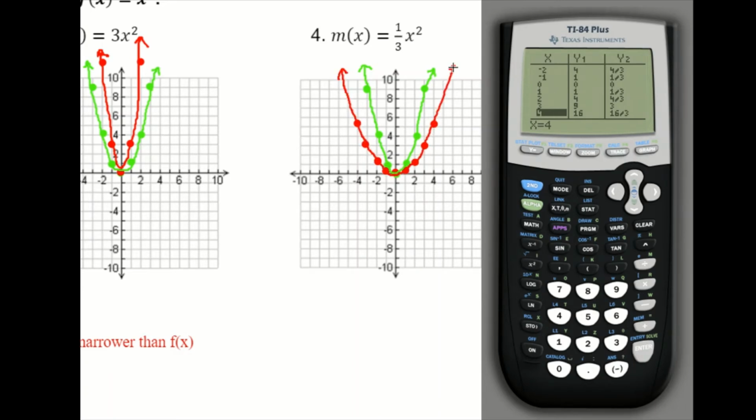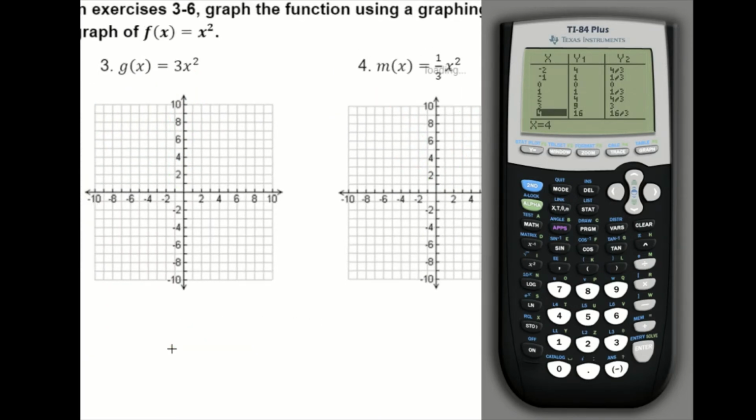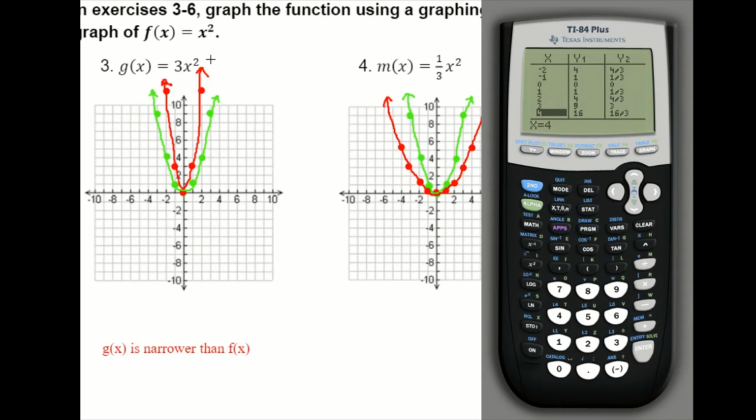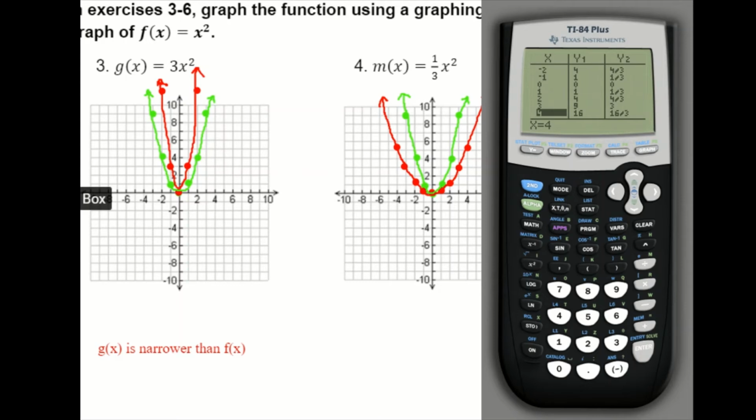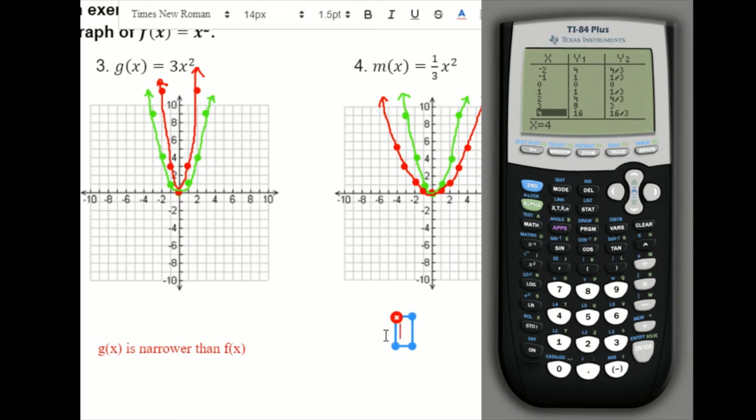So we're gonna basically answer this very similar to how we answered the last one, which is, in the last one we said that the new function is narrower than the old function. Well, that's how we're going to answer this one too. We're going to say that m of x, which is the name of this function, so I'm just using the name that's given, is wider than f of x.